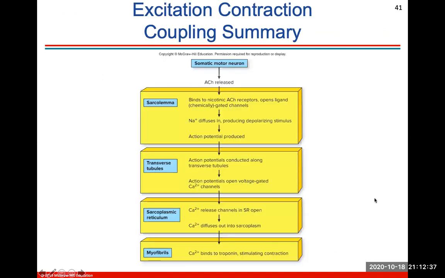So this is a look at a somatic motor neuron, and how an action potential travels into the sarcolemma and down the transverse tubules. From there, the action potential will open voltage-gated calcium channels, which will allow calcium to be released from the sarcoplasmic reticulum, and then calcium will bind to troponin, stimulating that contraction.